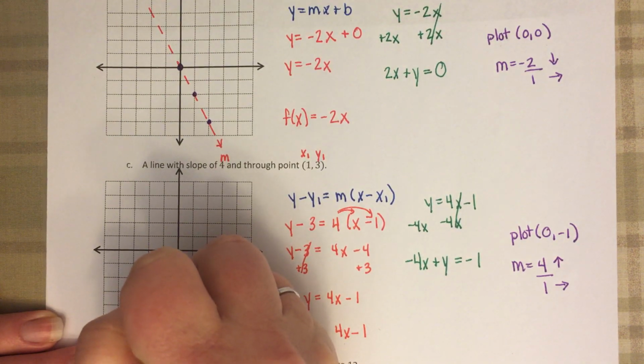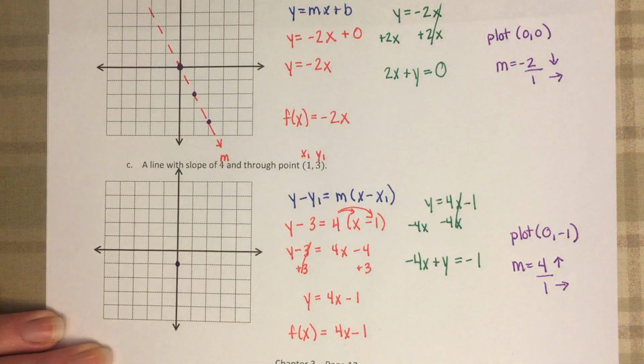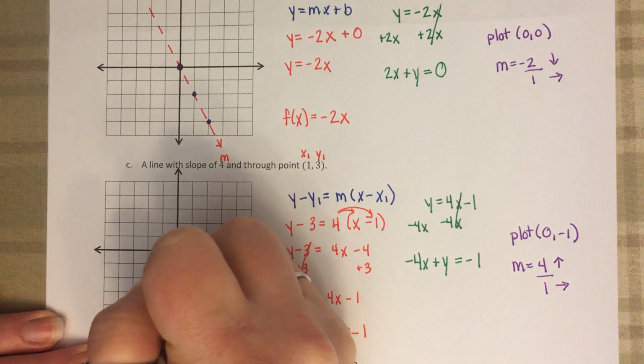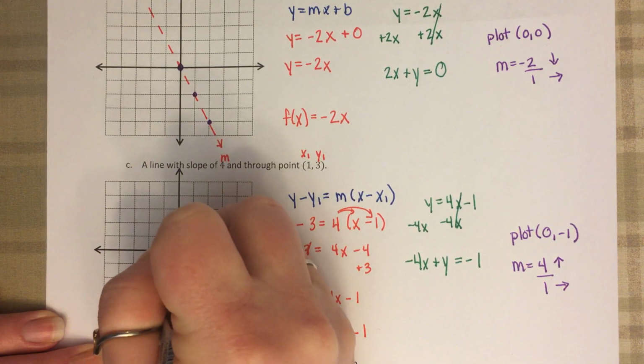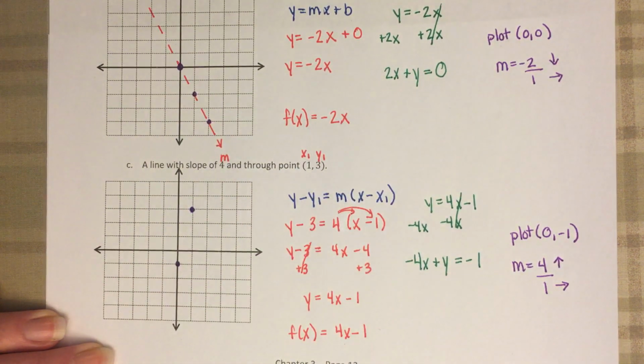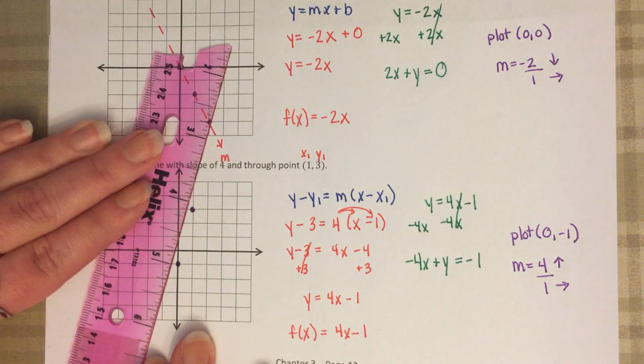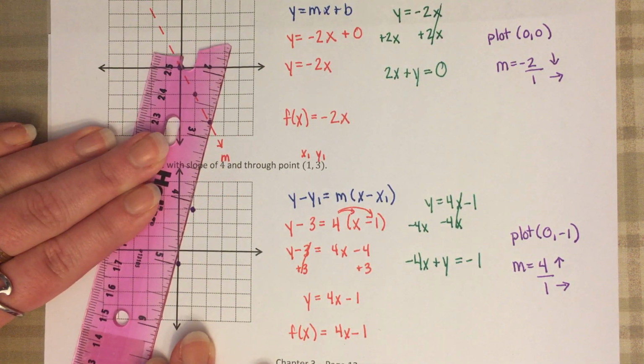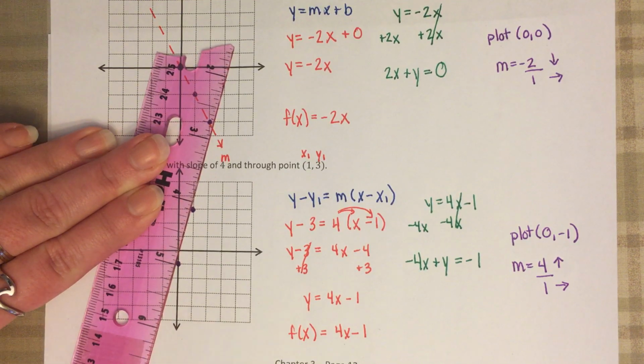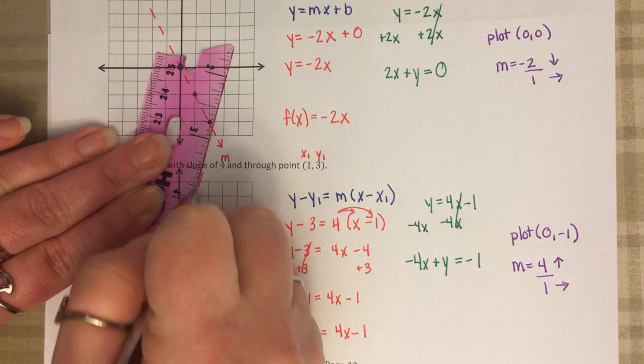So 0, negative 1 is our y-intercept, and then to get our next point, we're going to go up 1, 2, 3, 4, and then to the right 1. Again, we can move, estimate, do another point if you would like, but 2 points is enough for us to sketch in our linear function.